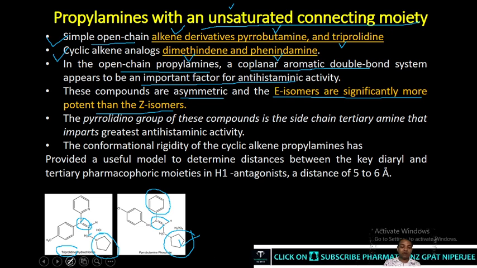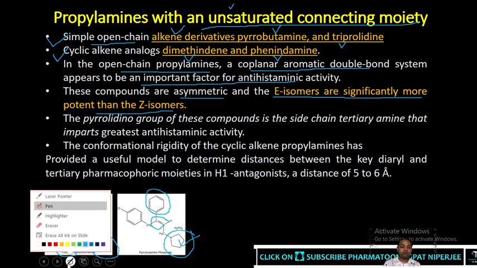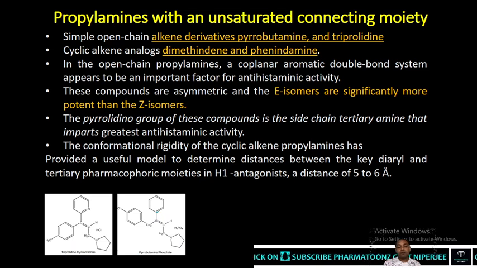So what do we mean by E isomer? Say, for example, these two groups: when these two bulky groups are opposite to each other, then it is called the E isomer. And E isomers of all these drugs are significantly more potent than Z isomers.